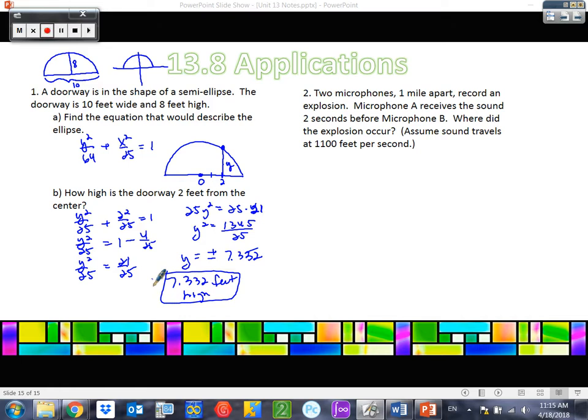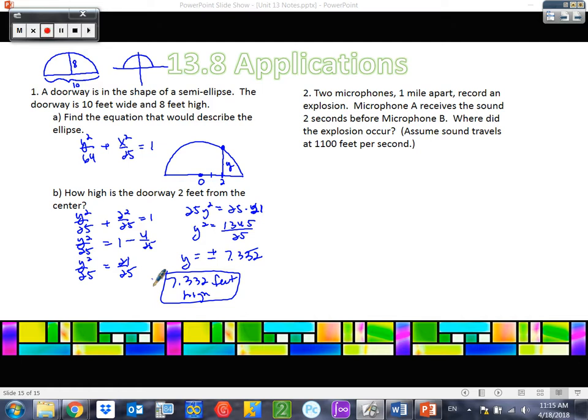Alright, so let's take a look at the second one. We have two microphones 1 mile apart that record an explosion. Microphone A receives the sound 2 seconds before microphone B. Where did the explosion occur? Assume sound travels at 1100 feet per second. Okay, so this one is kind of strange. We don't really have an idea yet of what kind of conic that would represent, so let's focus in on some information.